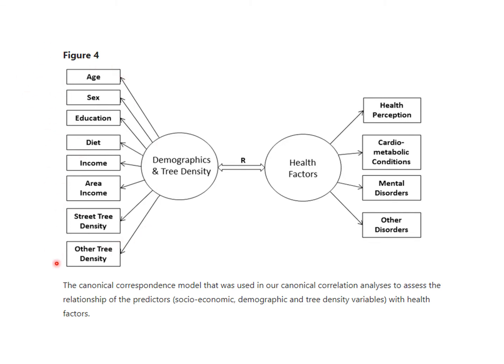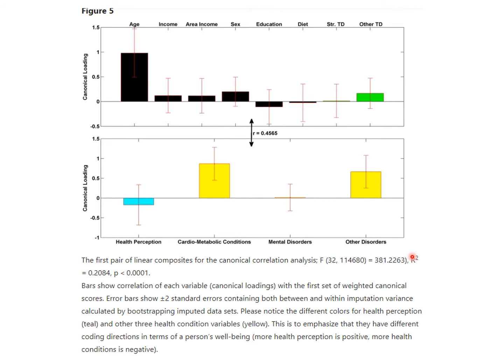So they're controlling for a lot of factors here, and they got all this data from the census data, and that's another reason why that's so important. And they wanted to know what the relationship was for these health factors. So what did they find? They did something called, I can never say this, canonical correlation analysis.